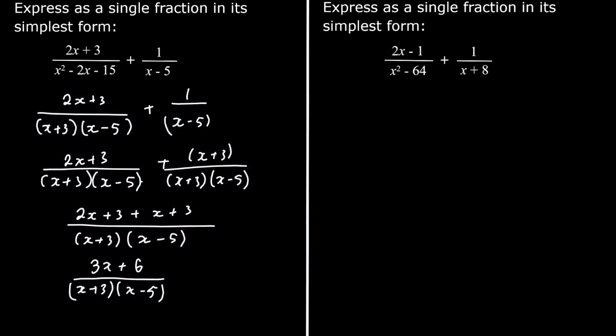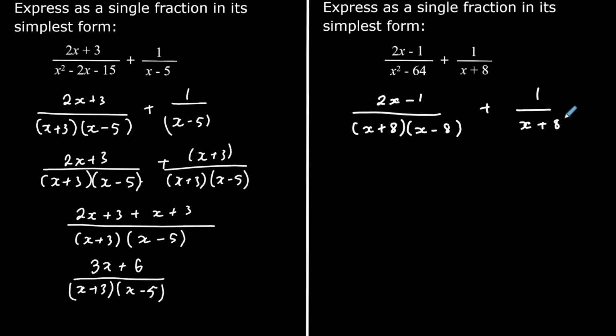One for you to try. Pause the video, give it a go. So again, we have a denominator that we can factorize. So x squared minus 64 is the same as x plus 8 times x minus 8. It's a difference of 2 squares again.